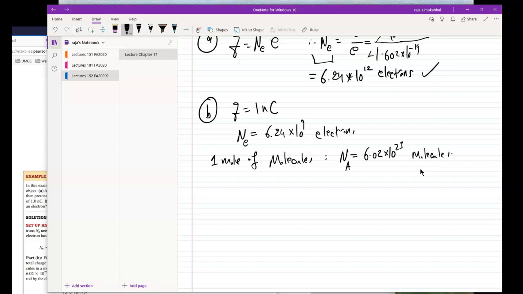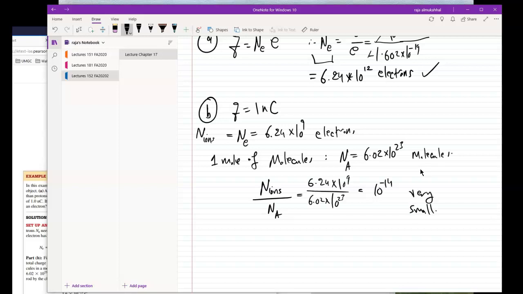Okay, so what is the fraction? Well, the fraction is going to be the number of ions, or what I call the number of electrons, this is the number of ions right here, to the Avogadro's number. My number of ions is 6.24 times 10 to the 9 divided by Avogadro's number, and the fraction is 10 to the negative 14, which is very, very small, right? But anyway, that's basically what he's done. He just wants to get the ratio of that. Okay, good. Moving on.